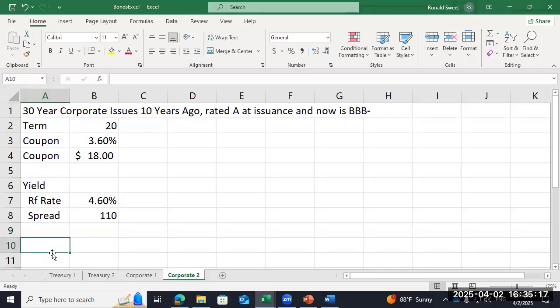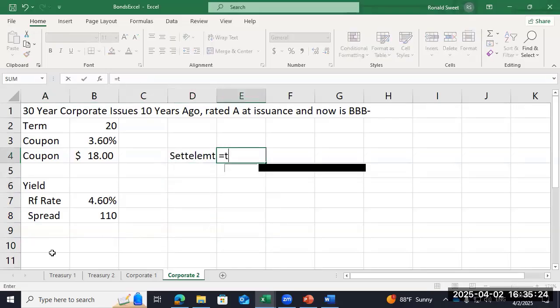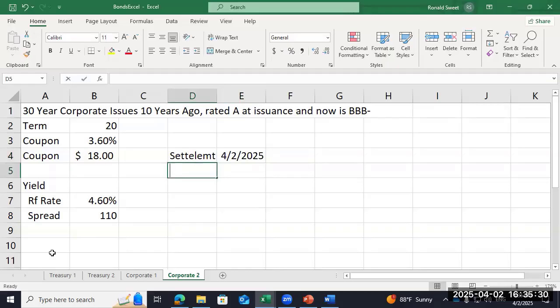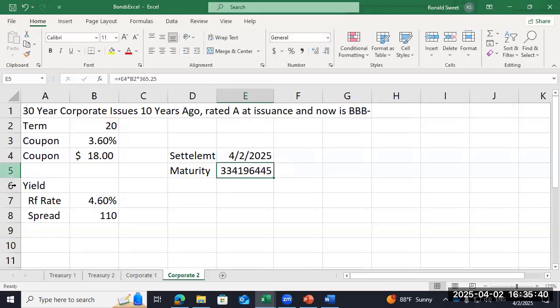So let's figure out the duration. So settlement. Let's do maturity. Plus that times 365. So maturity.